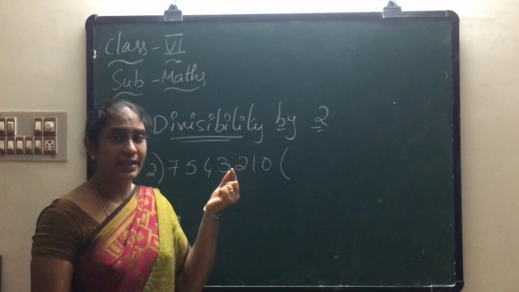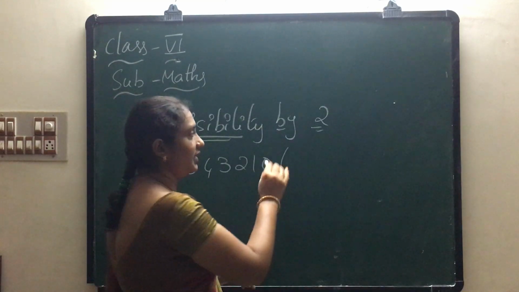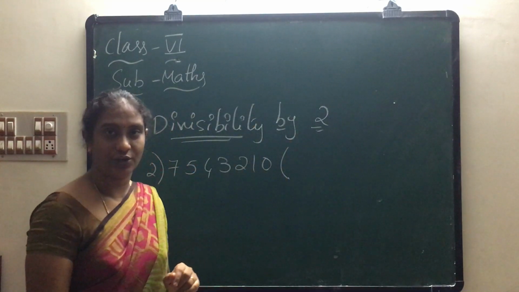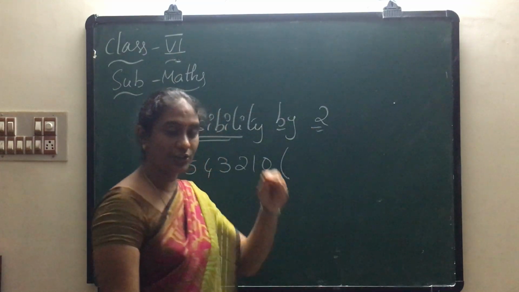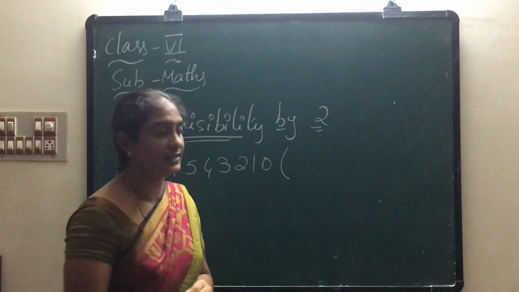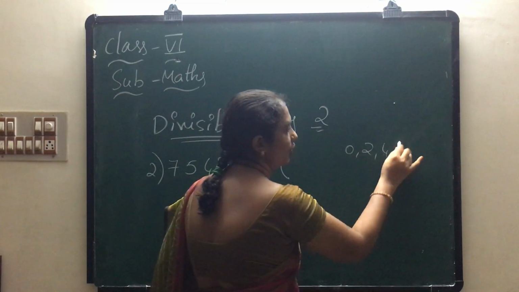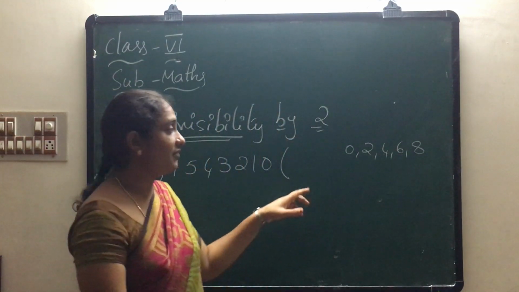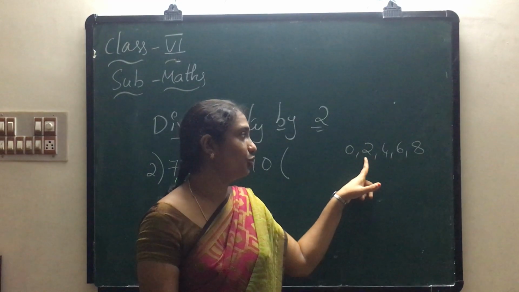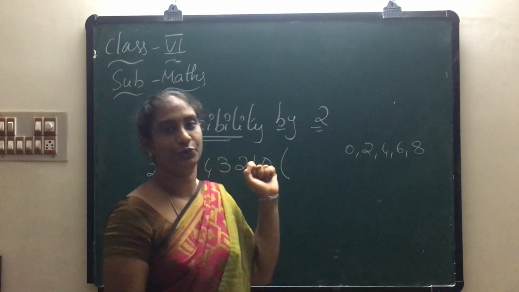But I am telling an easy method. See, we have to check whether it is divisible by 2 or not. In the 2 table, what numbers do we get in the ones place? 0, 2, 4, 6, 8. Okay children, in the ones place we have to get 0, 2, 4, 6, 8. Then only it is divisible by 2.